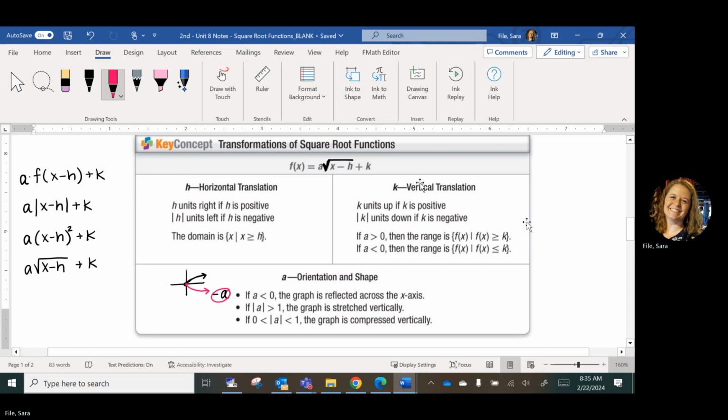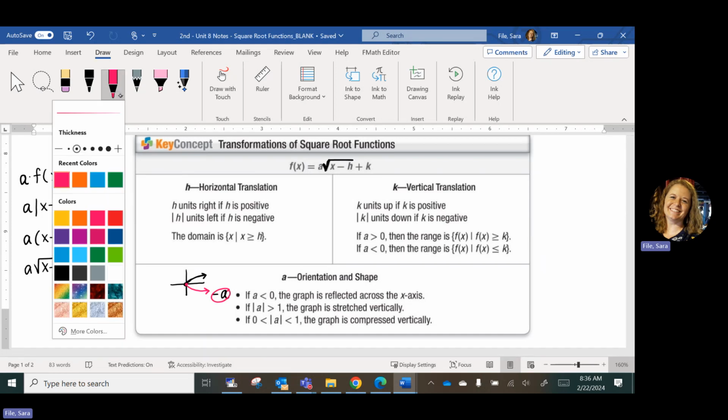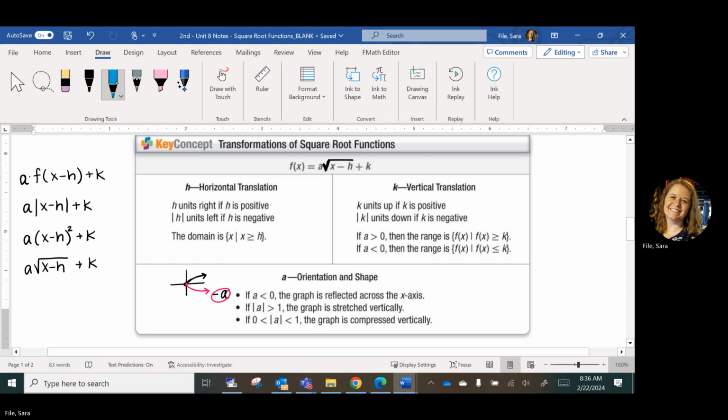Okay, now the H and K are your translations. You're shifting. Okay, H is horizontal, so that's left and right. That H value in there is going to tell you your horizontal translation, how far left or right you go. Just make a note if you forget what horizontal means. Now, it's always X minus H in the equation. Notice all of these say X minus H.